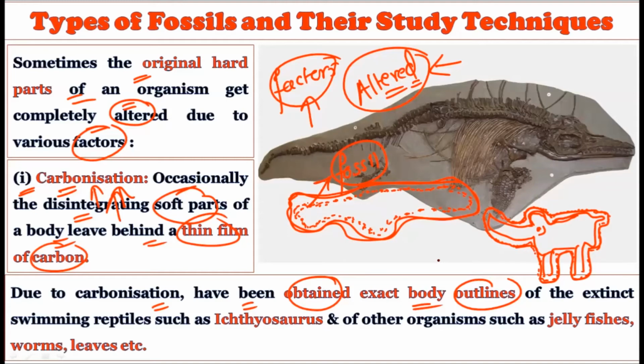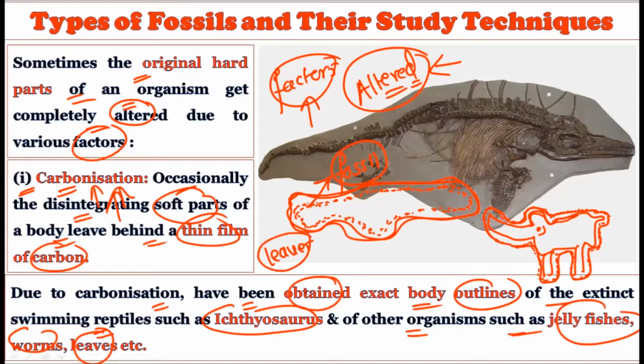Okay, so these thin carbon films are responsible for giving the general body outline of an organism, and this is important too, because we can know which type of body shapes were possessed by the animals millions of years ago by using this thin carbon film. Now the extinct swimming reptiles, for example Echinosaurus, and other organisms such as jellyfishes, worms, and leaves are examples of this. If plant leaves are preserved in such a way, like Echinosaurus is preserved in such a way, jellyfishes are preserved in such a way.